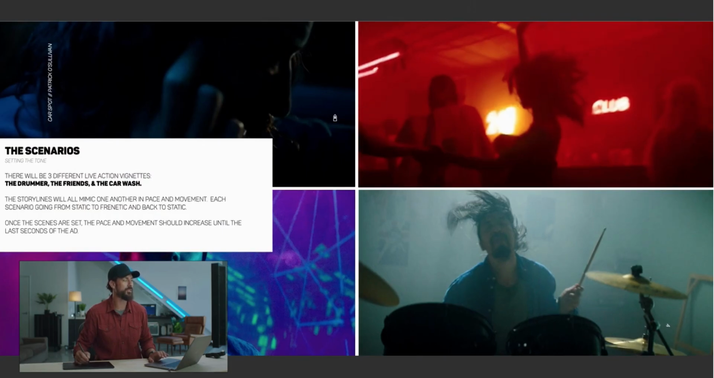Now we get into the different scenarios, and lots of times you'll have multiple images. Here, the very first thing that I'm looking at besides the anamorphic framing is the colors. Okay, we've got some really bold colors. There's 3 different scenarios judging by this: the drummer, the friends, and the car wash, okay? 3 different areas, 3 different vignettes means 3 location moves.